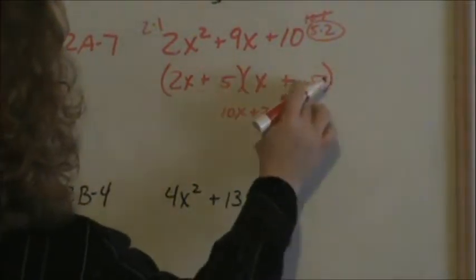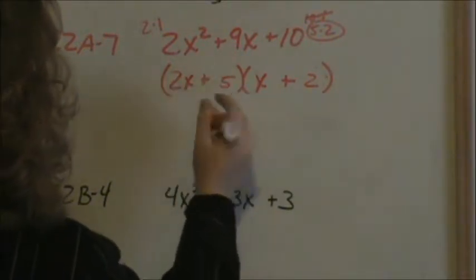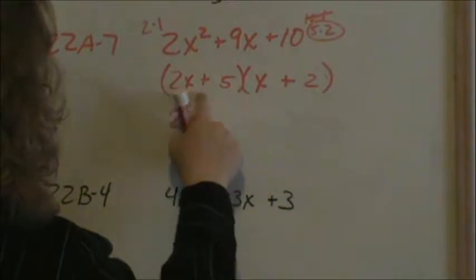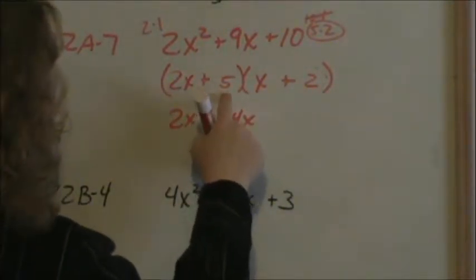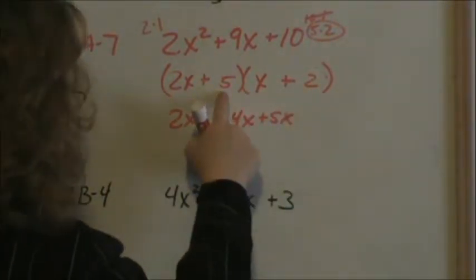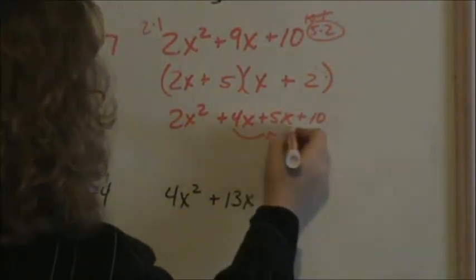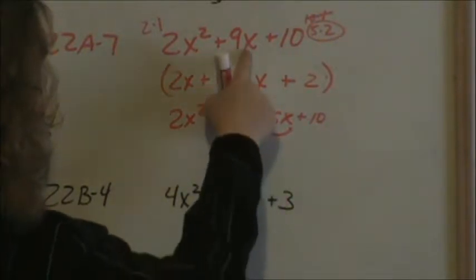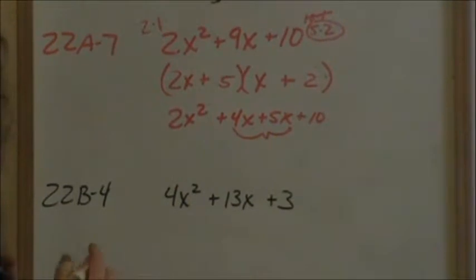Put our 5 here and our 2 here. So our first term, 2x times x, is 2x squared. Outside, 2x times 2 is 4x. Inside terms, 5 times x, 5x. Last terms, 5 times 2 is 10. So these middle terms do give me the 4x plus 5x is 9x. And this gives me back the original trinomial I had.